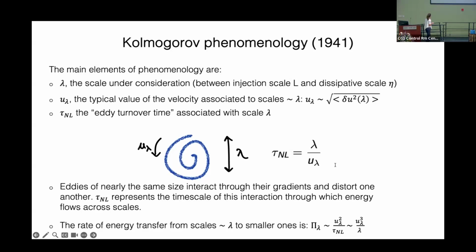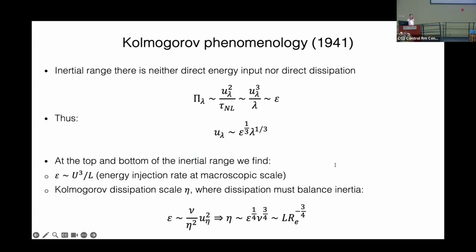So under this hypothesis, we can define the rate of energy transfer from scale lambda to the smaller ones, which is the kinetic energy per unit mass that goes as u lambda squared at that scale, divided by the nonlinear time, the time it takes for your eddy at scale lambda to fall apart. And that's our rate of energy transfer. Now, as we said, in the inertial range, I don't think I defined the inertial range. Do you want to know what that is?